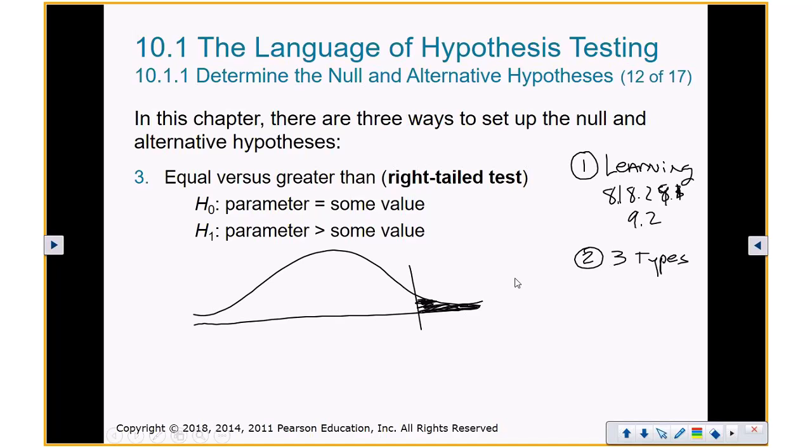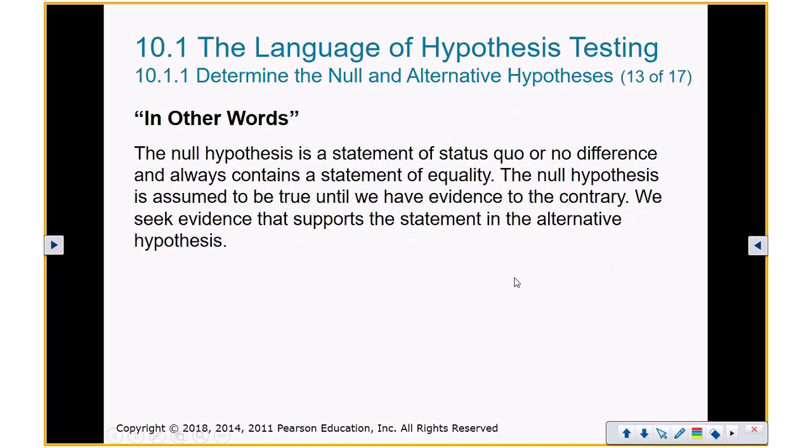Question. The null hypothesis is a statement of status quo. Status quo, for some of y'all that are not talking while I'm talking, means what? Equals. It means what is going on right now, or no difference. And always contains a statement of equality. Boom, there it is.